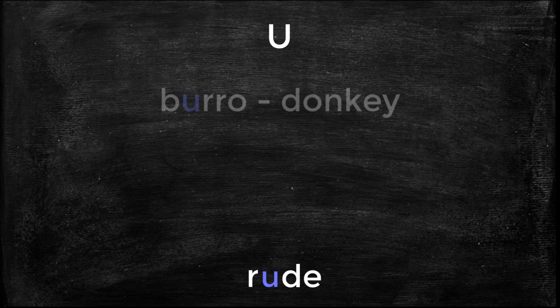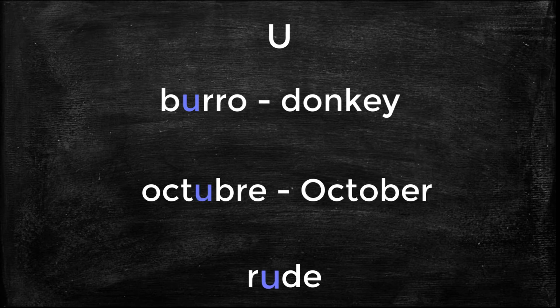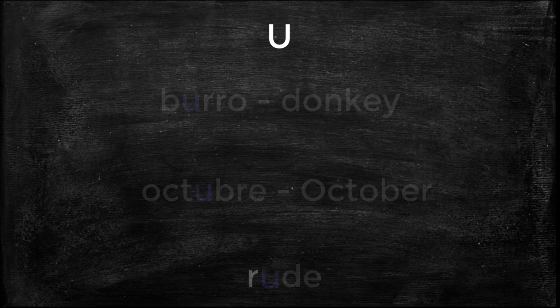And finally, la U. La U makes the same sound as the English U in rude. Some examples: burro, donkey, or octubre, which is October. Okay, so it says U, burro, octubre. Now, la U is the only vowel in Spanish that has another rule for its pronunciation.